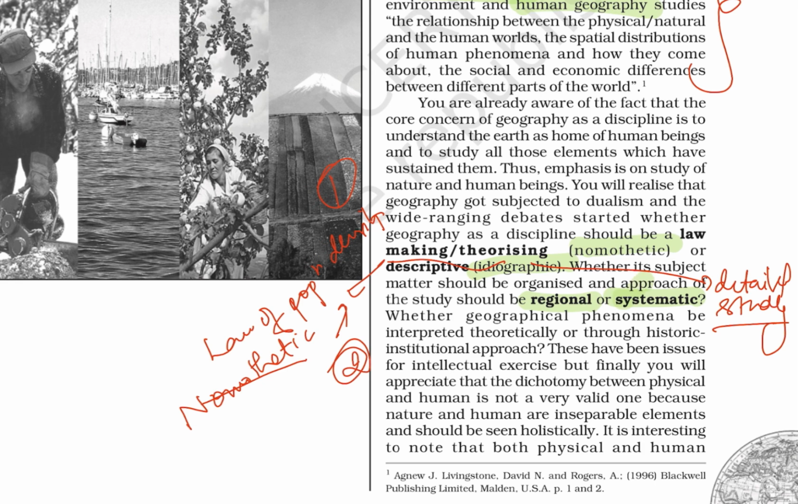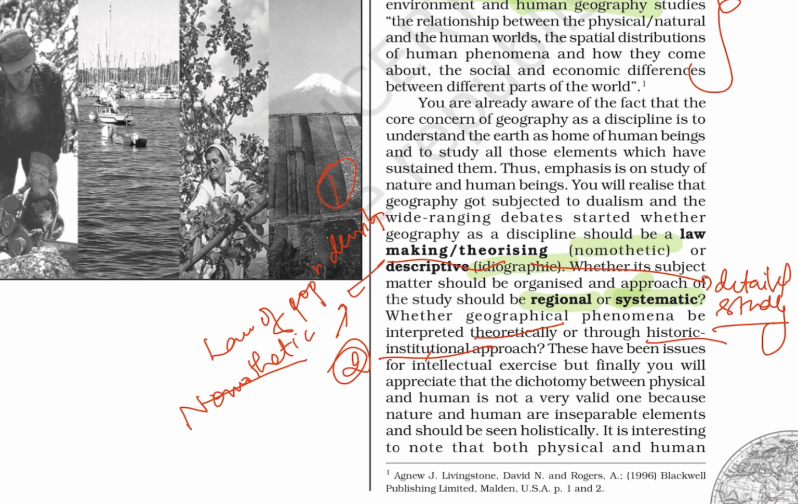Now, whether this geographical phenomena should be interpreted theoretically or through the institutional approach. So should we understand geography by the theories, by the models, or should we inquire about the historical and institutional background? When I'm talking about historical and institutional background, I'm talking about the social, political, as well as economic background. When I'm talking about theory, for example, there is central place theory, and this theory explains the city distribution. So should geography study that, or should we understand geography through that? And when I'm talking about the historic institutional, there is basically how British colonialism shaped Indian agriculture.